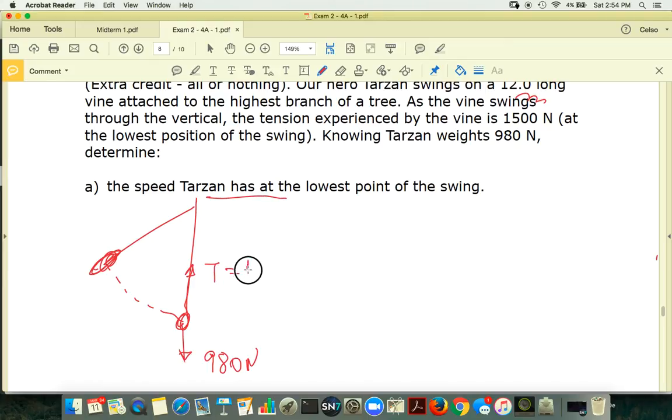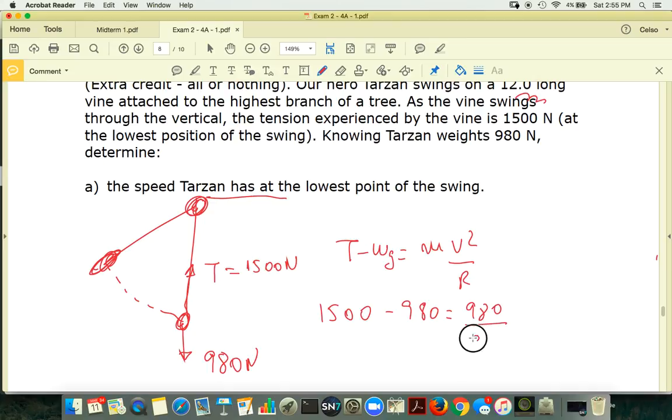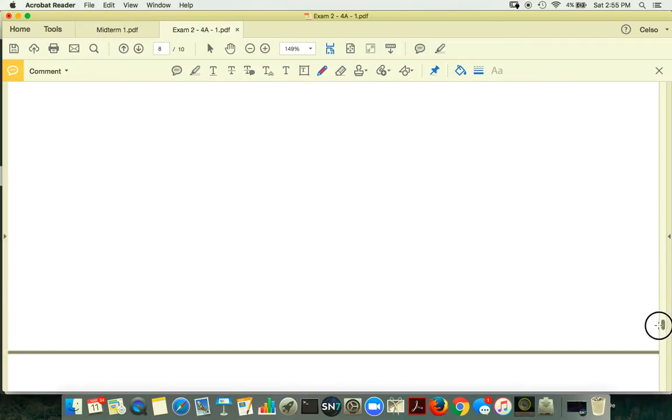Well, if this tension is given, those are the only two forces acting if you ignore drag forces. The center of rotation is given, so the net, T minus weight, is equal to the centripetal force, mV squared over R. Then it's a matter of writing this number here. The mass of Tarzan is 980 divided by the acceleration of gravity, times V squared, which you want to find, times R. And then you find V.